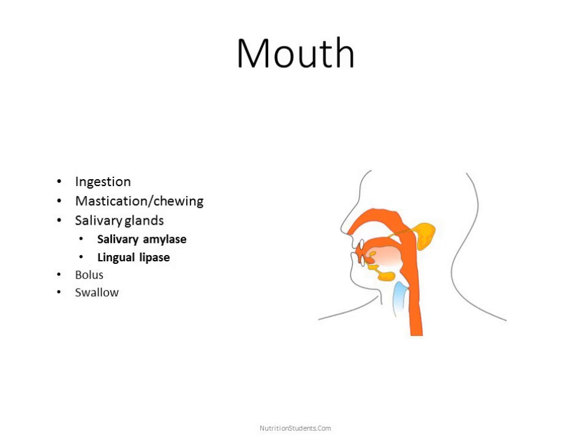The first part of digestion is ingestion, which is simply putting food in your mouth, and then your mouth chews the food and breaks it down. This is also called mastication. Your mouth mixes food with saliva, and saliva contains amylase, which breaks down carbohydrates and is called salivary amylase because it's from the saliva, and also lingual lipase, which breaks down lipids or fats. So your food is chewed up and mixed with the saliva and turns into a nice soft ball called a bolus, and this is ready to be swallowed.